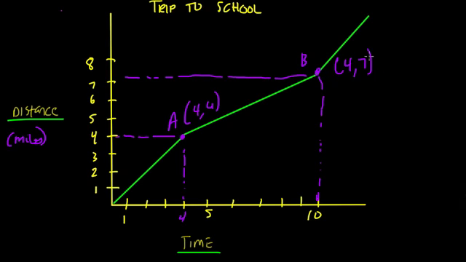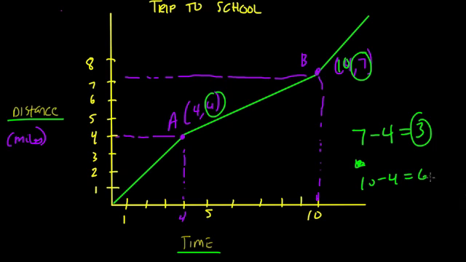So we just subtract the y values. It's as simple as that. So here they traveled 7 minus 4, or 3 miles. And if you want to look at the time, you could say, well, then 10 minus 4, or 6 minutes. So they traveled 3 miles in 6 minutes.